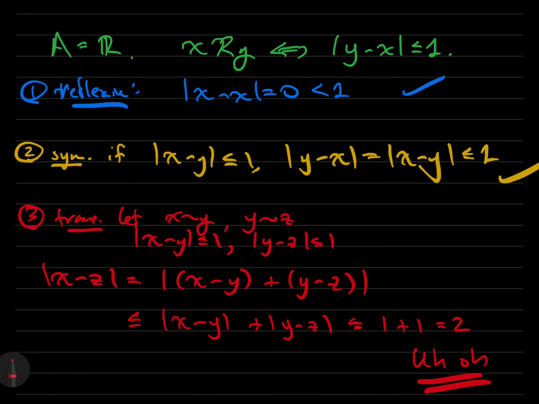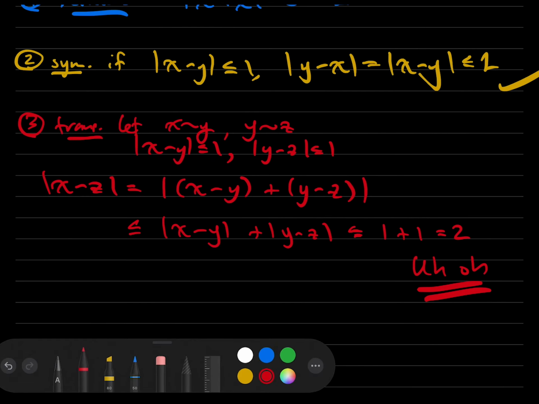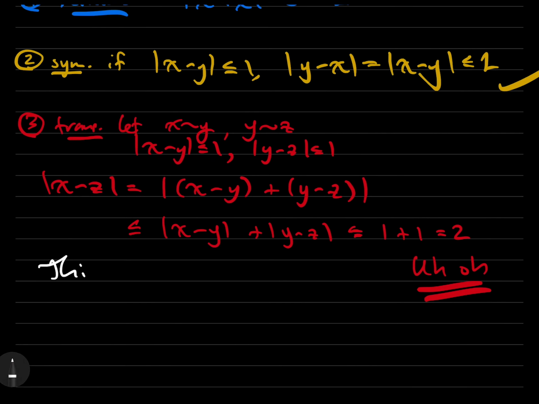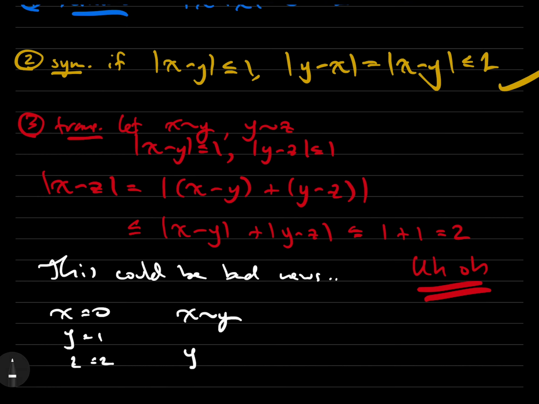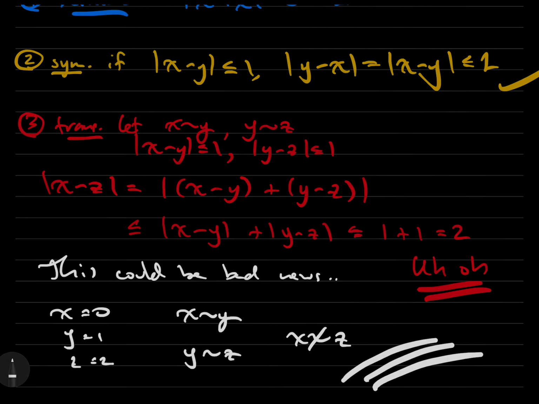And in particular, let's think of an example. If I take the 3 points x equals 0, y equals 1, z equals 2, we can see that x relates to y, because the difference is less than or equal to 1. y relates to z because the difference is less than or equal to 1, but the distance between x and z is 2, so it fails. This relation is not transitive, so what that means is it doesn't make sense to talk about the equivalence classes with respect to this relation because it's not an equivalence relation. Let's stop there.